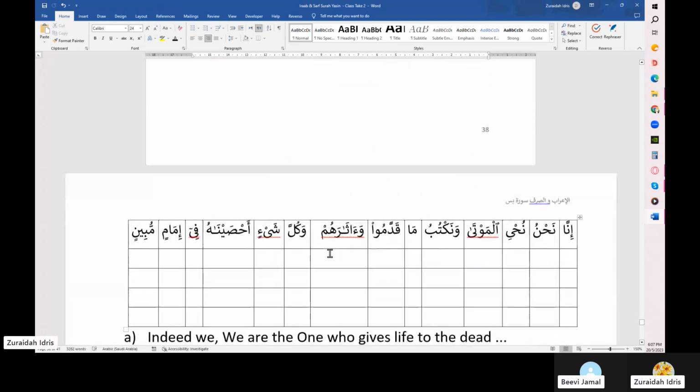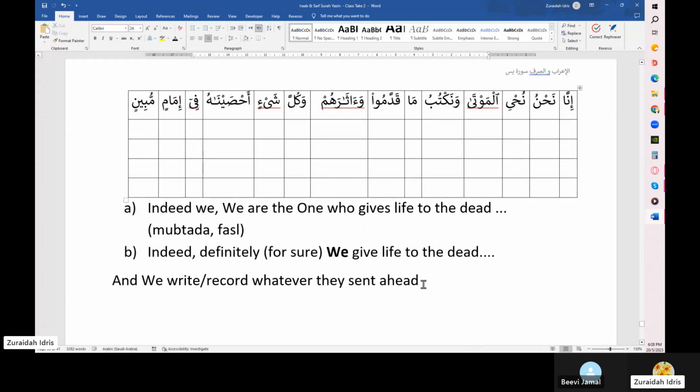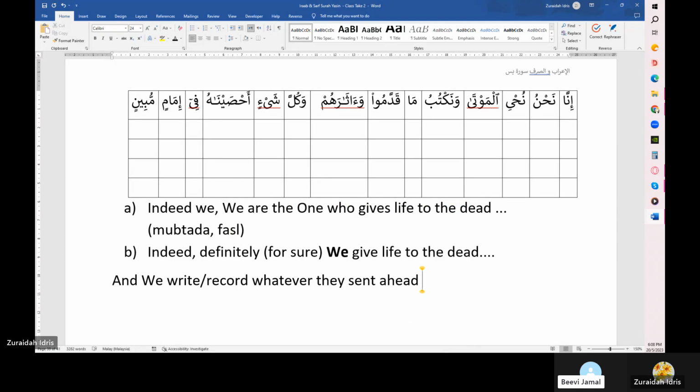But I just highlight that, inshallah. So whatever they send ahead, yes. Qaddamu wa atharahum, and what? No, yeah, the ma is implied there, right? Because ma qaddamu and then wa ma atharahum. So whatever they send ahead before, can I say before them? Right? Is that right? Before them. But this is qaddamu. What they put forth or send before. Yes, send ahead. Send ahead is enough, right? Okay. Right.